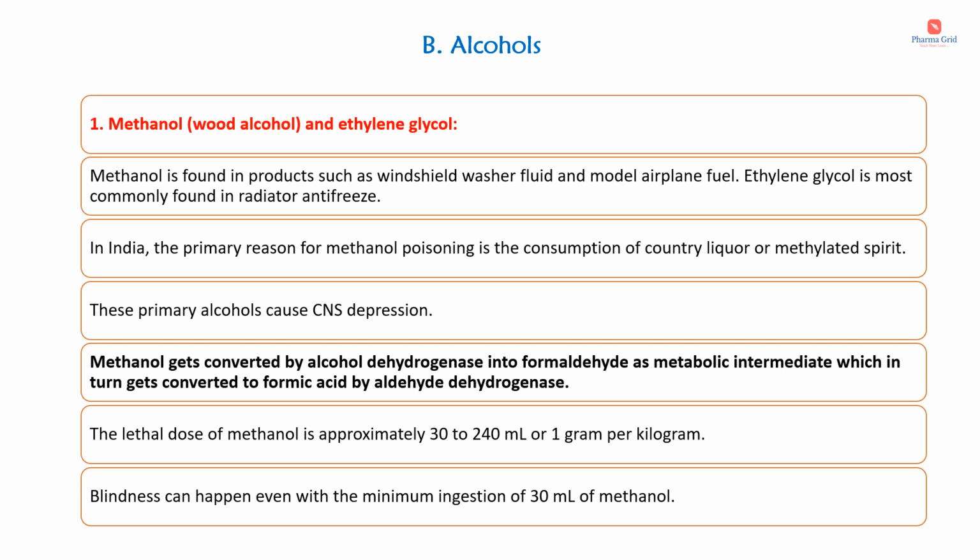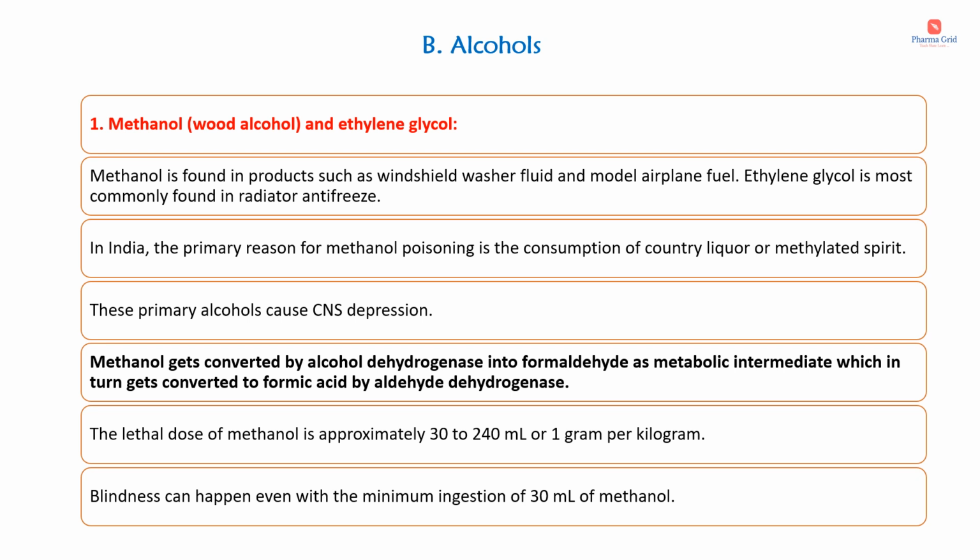So now we will see the mechanism. Methanol gets converted by alcohol dehydrogenase into formaldehyde as a metabolic intermediate, which in turn gets converted to formic acid by aldehyde dehydrogenase. So this is how an alcohol is metabolized. Methanol is an alcohol, which gets converted to an aldehyde by alcohol dehydrogenase. In the first step, methanol is converted to formaldehyde, and this formaldehyde in turn gets converted to formic acid by the action of aldehyde dehydrogenase. So alcohol gets converted to aldehyde, then aldehyde to acid.